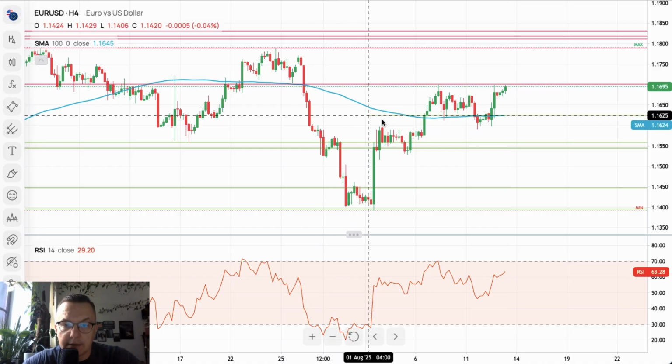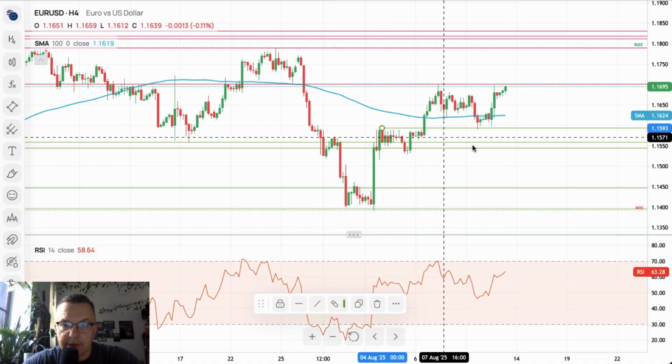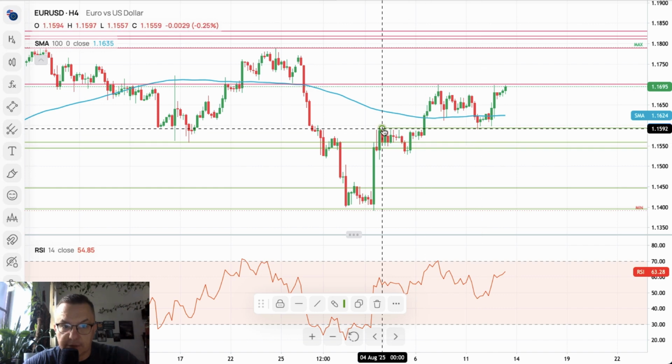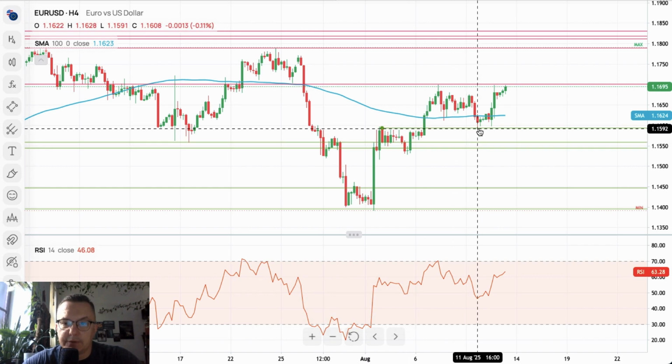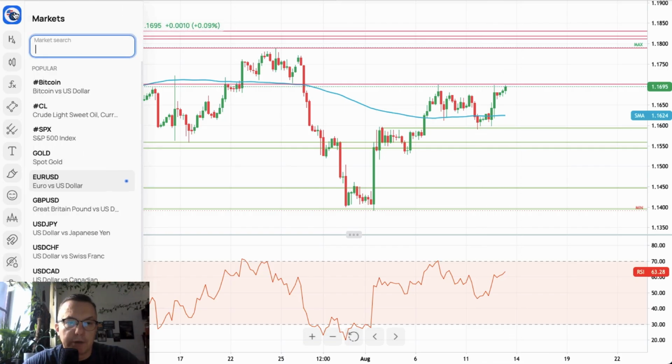It looks like we can play a little bit with our technical support. The technical support is 1.1557, and as long as we trade above this level, the outlook remains bullish.